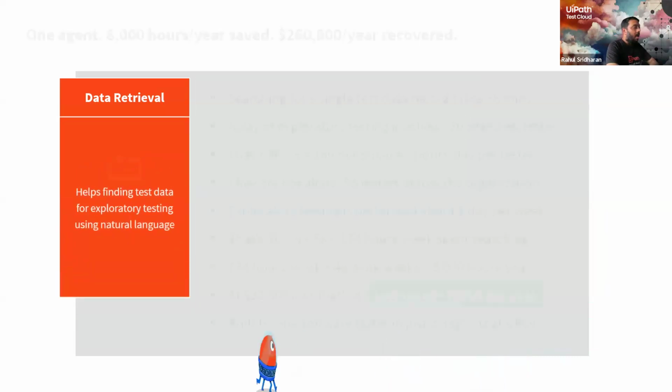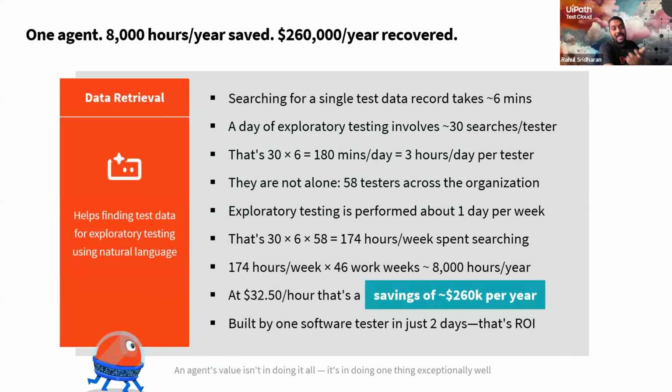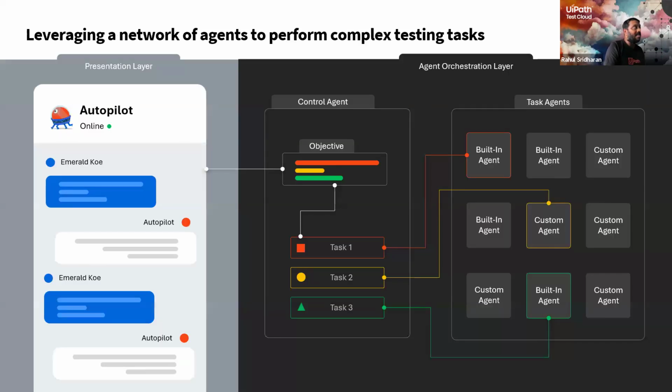For example, one of our customers built a very similar agent to the one that I showed you. Not the one that I showed you as an example, but the customer built a data retrieval agent. And with that, they were able to see 260K dollars of savings per year. We'll be sharing this slide deck with you later. You can have a look at the details, but you could really save a lot of time and money when you automate things like this using AI within your testing process.